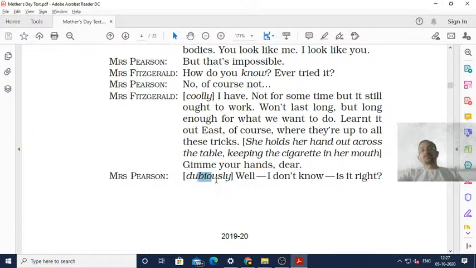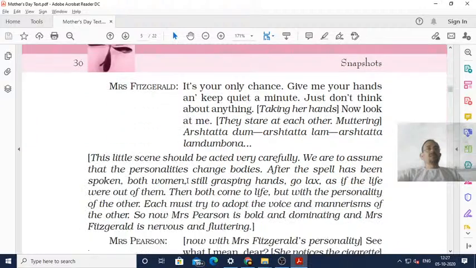Mrs. Pearson is very much doubtful. She says, I don't know. Is it right? Then Mrs. Fitzgerald says, it is your only chance. Give me your hands and keep quiet a minute. Give me your hand and be quiet for a minute. Just don't think about anything. Okay, and then she takes her hands and now look at me.